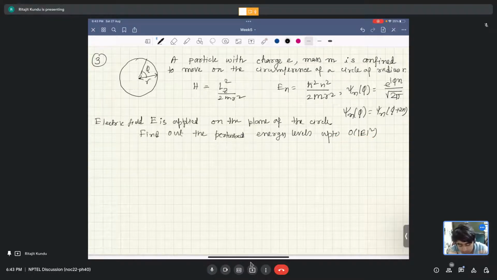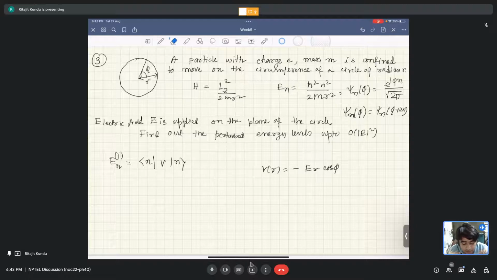So now the first plan is to get the E1s, right, for any n. So E1 for any n will be given by the matrix element of V between n and n. Okay, and this V of r in this case, for this constant electric field, is given by something like this, eEr cosine of phi.